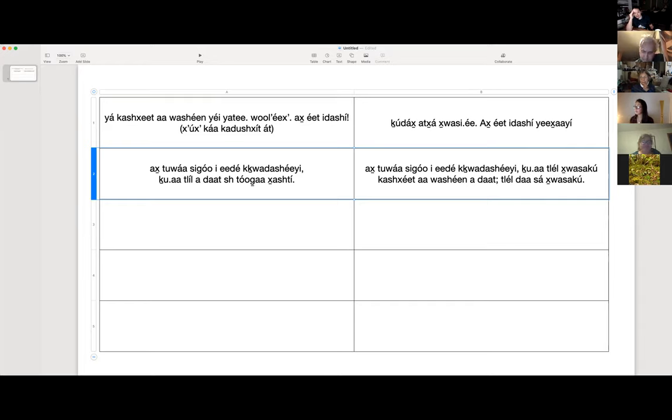So the first one was in terms of a response for Achtua Sugu I Ideka Kwadashi Kotish Adat Shtuka Khashti. So come up with a response that you think would convince your friend to go ahead and help you. And then all right, so this is the response to this one. I should like color code these or something. That one to that one, that one to that one.